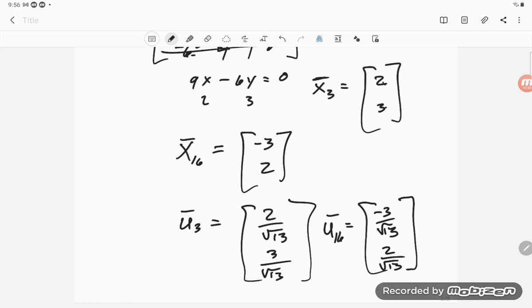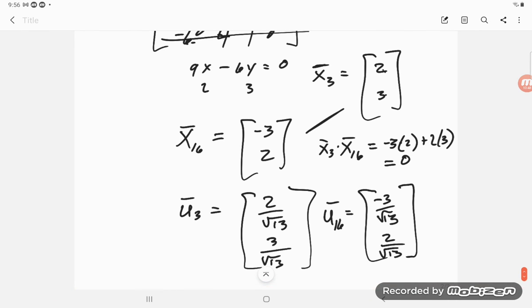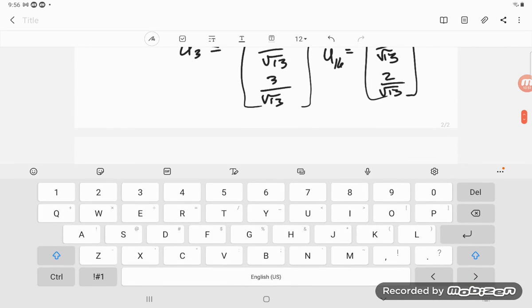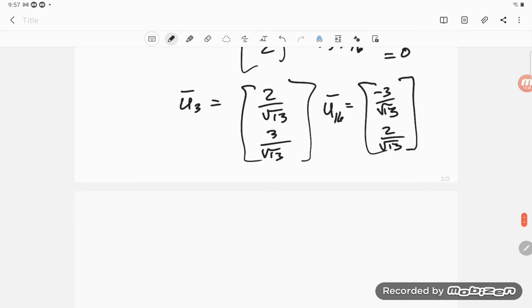Now notice back here, it's pretty obvious that x3 dot x16 is equal to 0. I get a negative 3 times 2 and then plus 2 times 3. And so I do indeed get 0, so they are orthogonal to each other. Okay. So they are orthogonal.